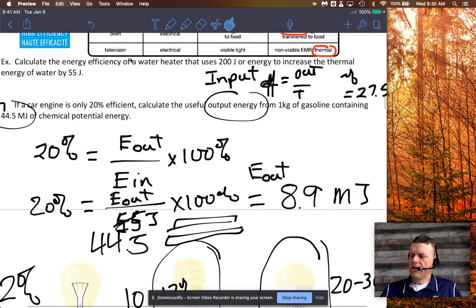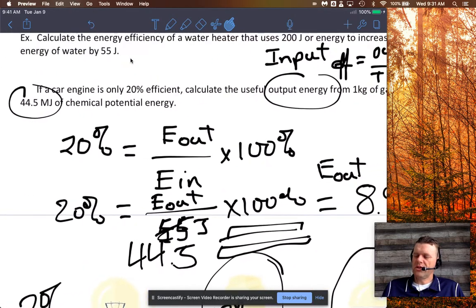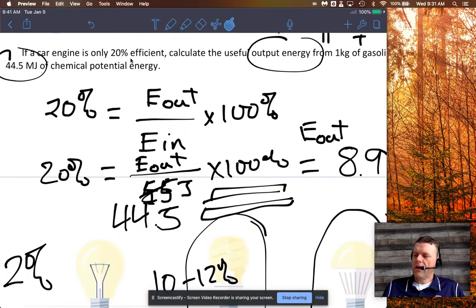And the second one: if you are 20% efficient, what's the output energy from a kilogram of gasoline if you have 44.5 megajoules of chemical potential energy? Well, you can see here, you set that up: 20% is equal to out over in. I actually made a mistake when I first did this. Let me just clean that up.